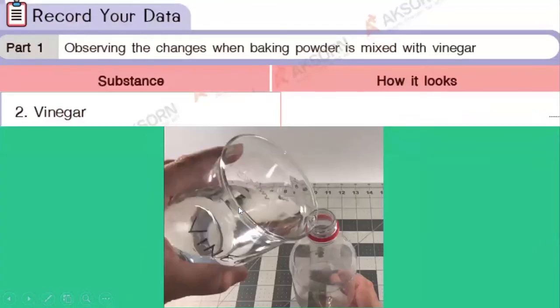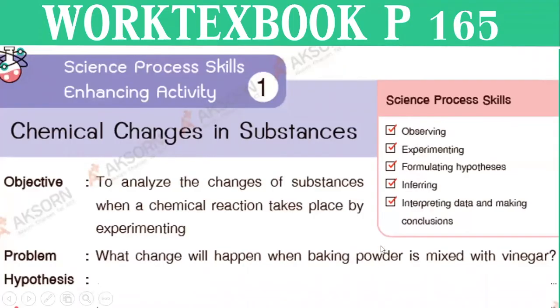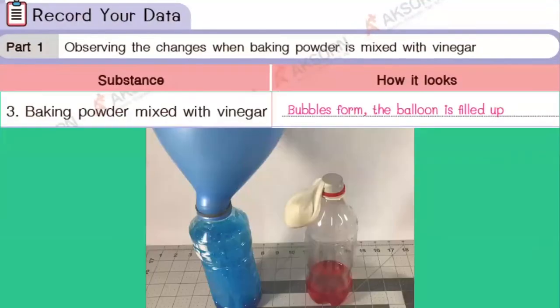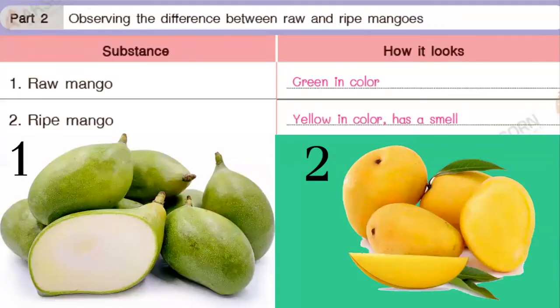You can look at our problem and hypothesis and write down. We found that when baking powder is mixed with vinegar, bubbles formed. Yes, bubbles formed. And what about mango? Ripe mango cannot return to its original form, right?